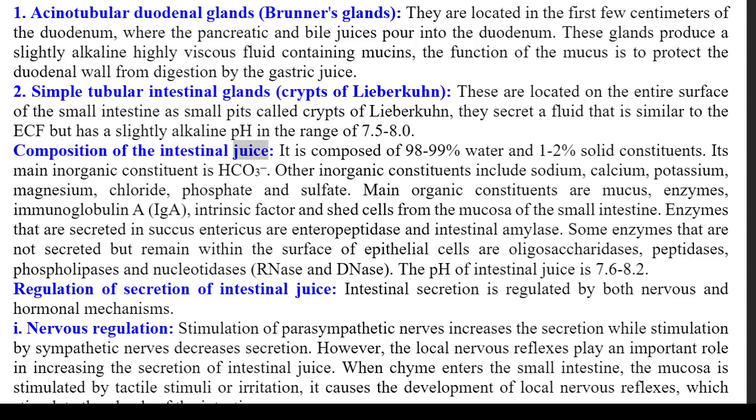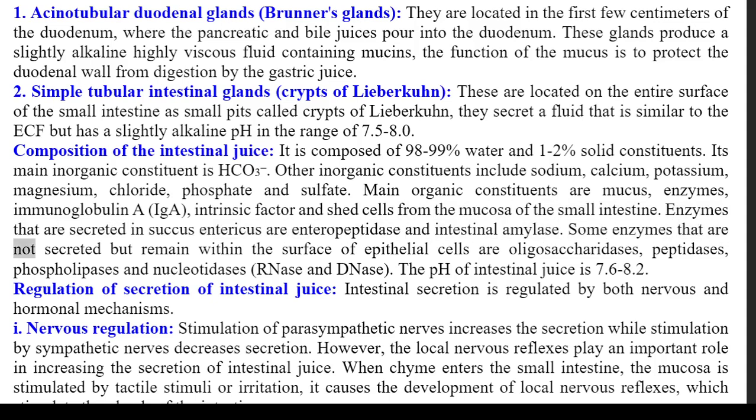Composition of the intestinal juice. It is composed of 98 to 99% water and 1 to 2% solid constituents. Its main inorganic constituent is HCO3. Other inorganic constituents include sodium, calcium, potassium, magnesium, chloride, phosphate, and sulfate. Main organic constituents are mucus, enzymes, immunoglobulin A, IgA, intrinsic factor, and shed cells from the mucosa of the small intestine. Enzymes that are secreted in succus entericus are enteropeptidase and intestinal amylase.